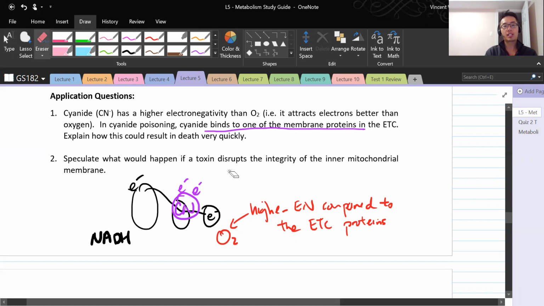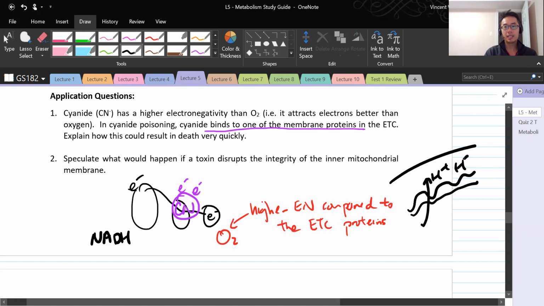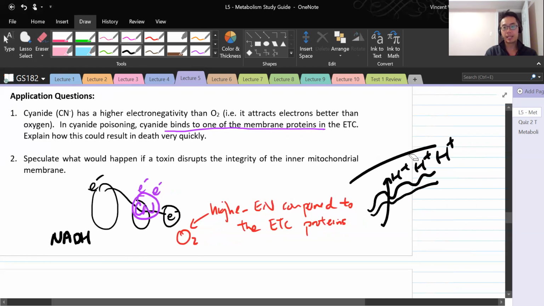Speculate what would happen if a toxin disrupts the integrity of the inner mitochondrial membrane. Here is the outer membrane, and here is the inner mitochondrial membrane. We pump H+ through it, and then the H+ cannot come back in because it's charged.